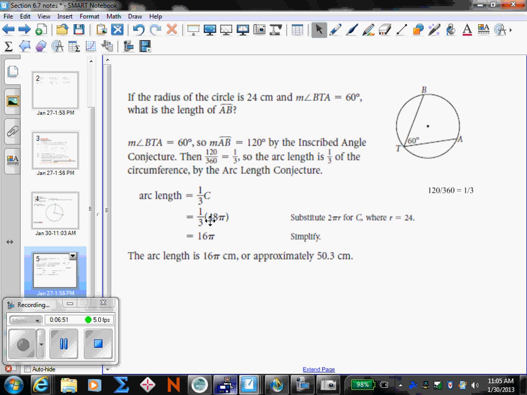So as you can see here, that is the degree measure divided by 360. So the length is 1/3 of the whole circumference all the way around the circle. So you take 1/3 and multiply it by the circumference. They gave us the radius to be 24. So the circumference formula is 2 pi r. So 24 times 2 is 48 pi. So the arc length is 16 pi centimeters. And of course, I don't like to approximate pi, so I would leave the answer as 16 pi centimeters as the length.